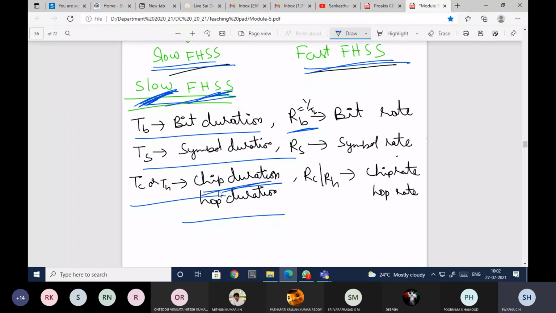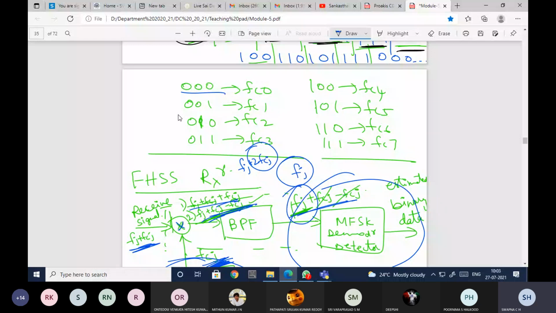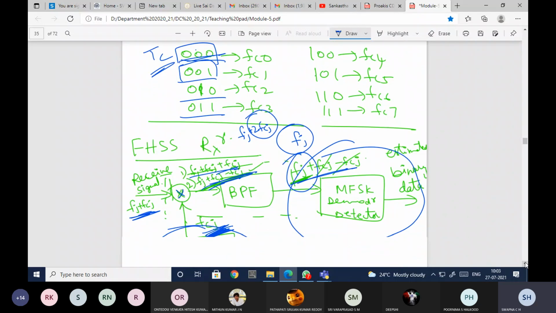So here the chip duration or the hop duration both mean the same, but the difference is, in direct sequence spread spectrum, we were taking only one bit as TC, but here you're dividing it into segments. So the transmitter divides it into segments like this. So this complete segment, these 3 bits or 4 bits, or however many bits you're segmenting, all these bits together are your TC. The duration of these 3 bits is TC. That is the difference, you need to note it down.